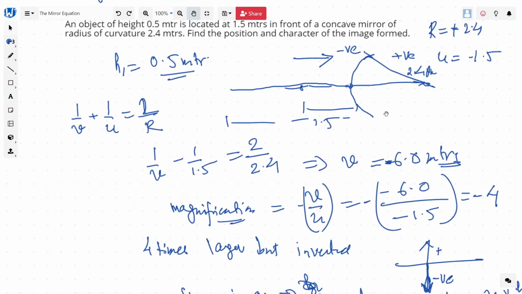So you can do this for the concave mirror and the convex mirror; this formula will always be valid. All you have to take care of is the right sign convention. You have to find out if u is positive or negative, or r is positive or negative. Simply plug it in and then use the magnification formula to find the size of the image.